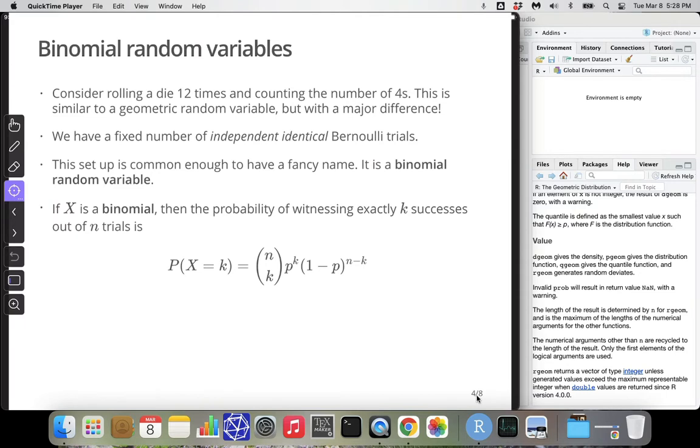And that is the big difference between a geometric random variable and a binomial random variable. When you have a geometric random variable, you perform these independent identical Bernoulli trials until your first success. When you have a binomial random variable, you have a fixed number of trials of independent identical Bernoulli random variables, and you're counting the number of successes. So you have a fixed number of trials, count the number of successes, and that determines something that we call a binomial random variable.